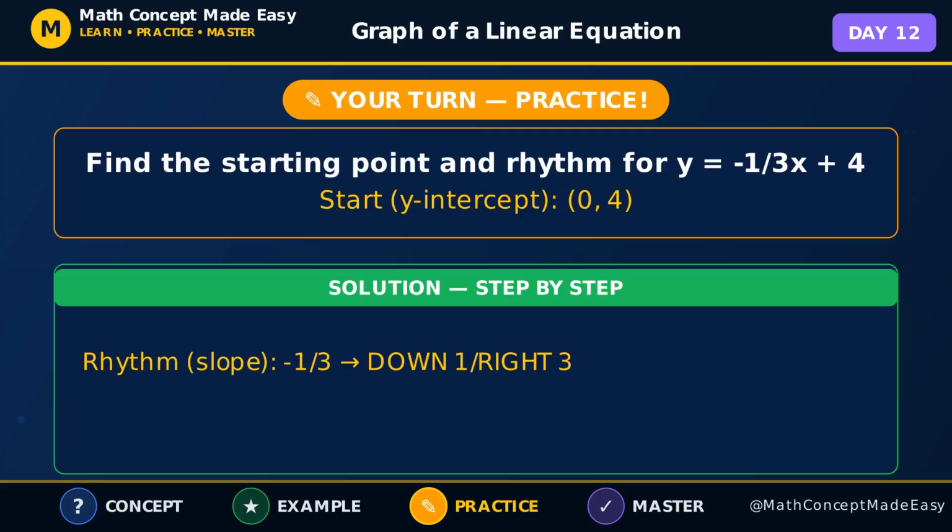Okay, let us solve it together. Rhythm, slope, 1 over 3, which means up 1 over right 3. Next point is at (3, 5). How did you do? If you slipped anywhere, rewind and watch that step again. That is exactly how strong students learn.